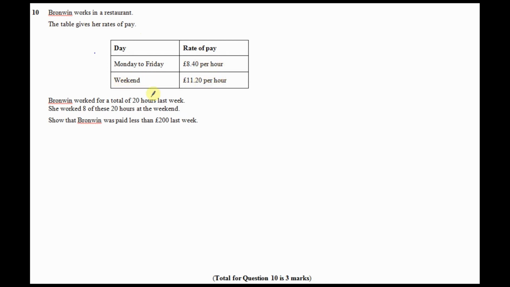£11.20 per hour. And it says Bronwyn worked for a total of 20 hours last week, and she worked 8 of these 20 hours at the weekend. So she's worked 20 hours, and there's 8 hours at the weekend. How many hours has she worked from Monday to Friday? 20 minus the 8 gives us 12 hours. So she's done 12 hours from Monday to Friday.